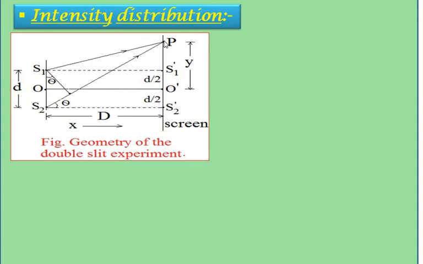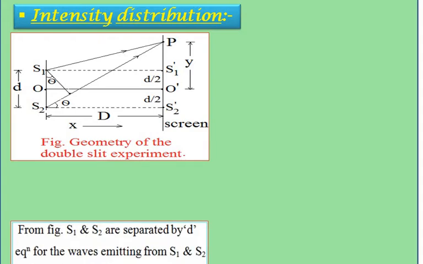Point P may be bright or it may be dark, depending upon the path difference. If the path difference at point P is equal to n lambda, then the point P becomes a bright point, and the intensity at the bright point is maximum. If the path difference is equal to (2n minus 1) into lambda by 2, then the point P becomes a dark point, and at a dark point the intensity is minimum.